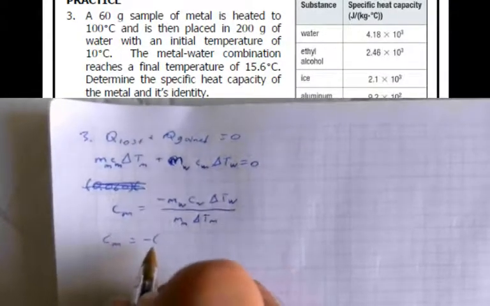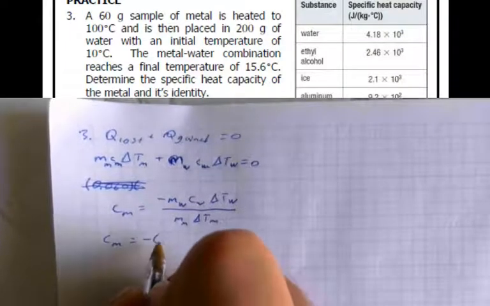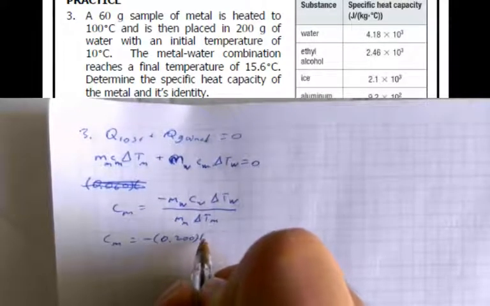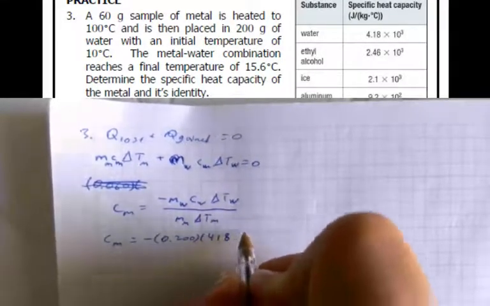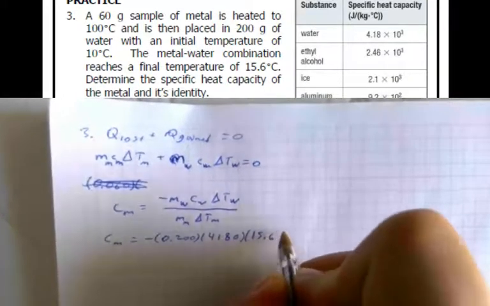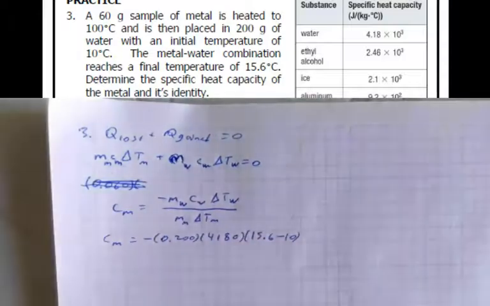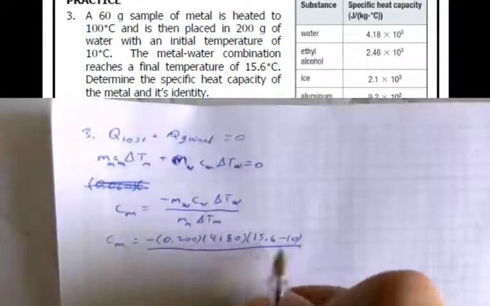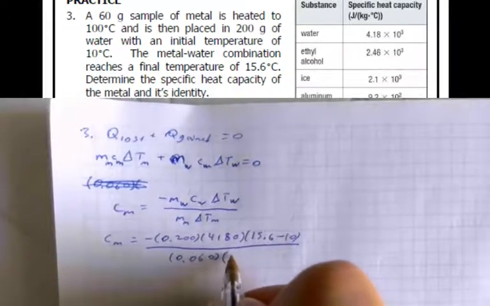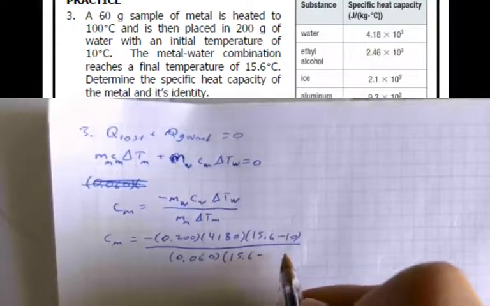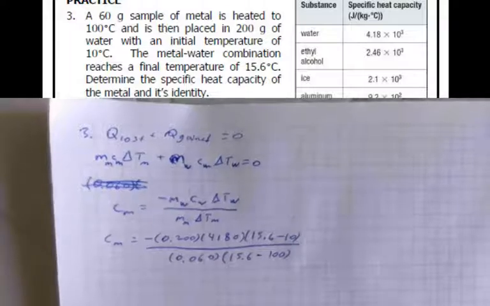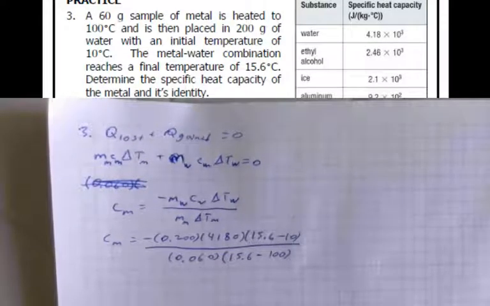So mass of the water is 200 grams, 0.200 kilograms. The c of the water is 4180. And the temperature change of the water is 15.6 minus 10. Divided by the mass of the metal, which is 0.060, and the temperature change of the metal, which is 15.6 minus 100. So let's do all of this in our calculator.